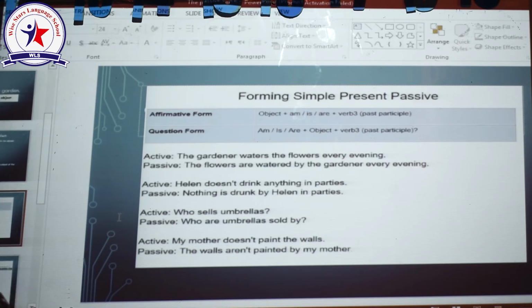Another example, my mother doesn't paint the walls. My mother, subject. Doesn't paint, verb. The walls, object. Let's start with the object. So I will start with the walls. The walls, am, is, or are. The walls are, because it's plural. Followed by the negative form, doesn't will be aren't. Then the past participle form of the main verb, paint, it will be painted. Then I can add by my mother. So the final sentence will be, the walls aren't painted by my mother.